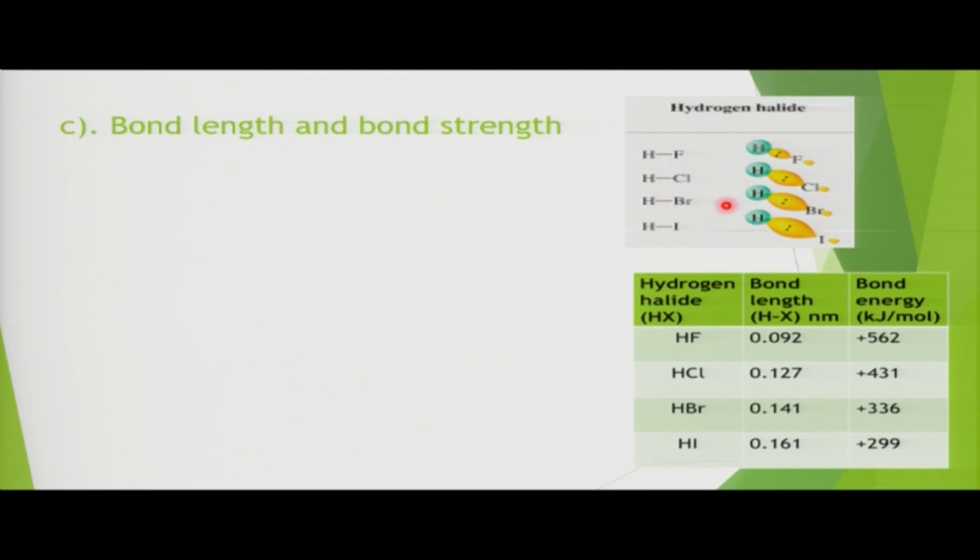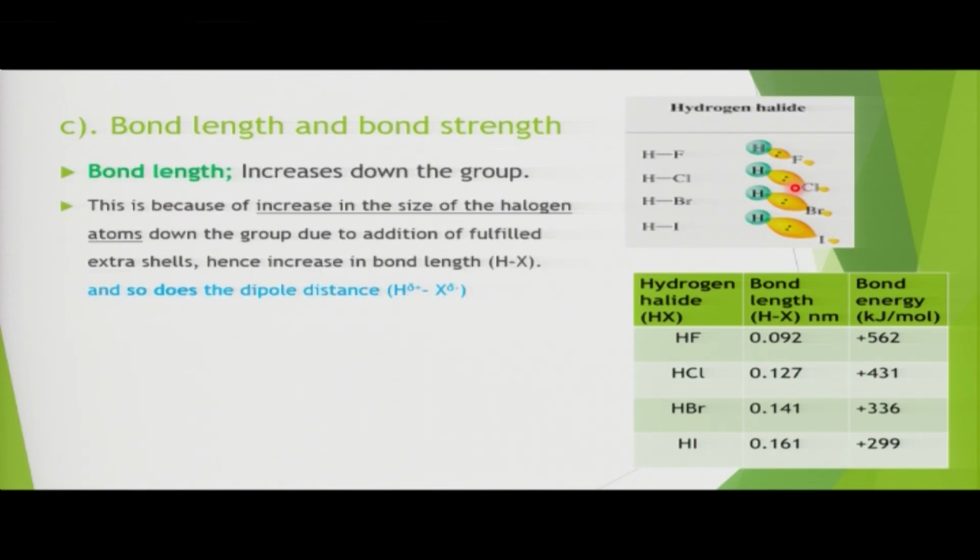So what do you see? Look at the bond length. Look at the values in nanometers. You see it is increasing downwards. As you move from hydrogen fluoride to hydrogen iodide, the bond length increases. It is even seen from this illustration. Look at the atom of hydrogen and compare with the atom of iodine. Look at the gap between the two atoms. Compare it with the gap between here. So what is the trend? It increases downwards.